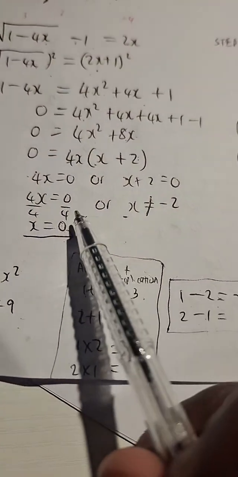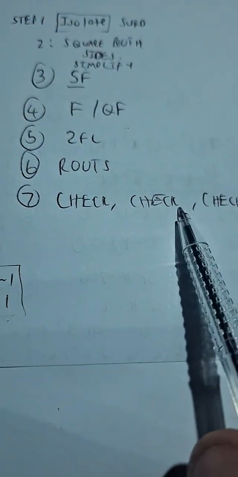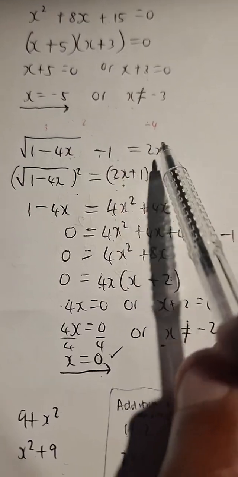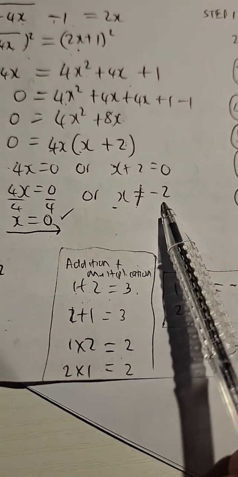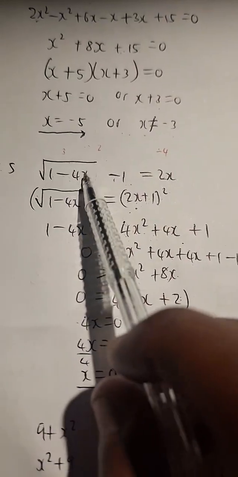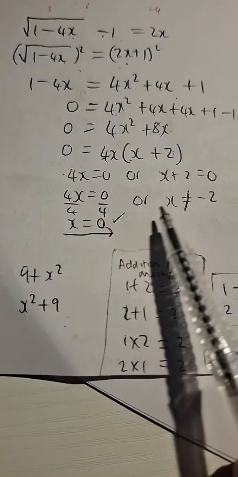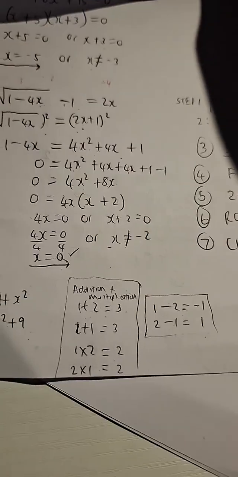And then after that, we do what? We get the roots. After getting the roots, we check to see when we substitute 0 into the original equation, does it actually give me the same answer on the left and the right? And when I substitute -2, do I get the same answer on the left and the right? And what I found here is that x equal to 0 works, but x equal to -2 doesn't work at all. So therefore we do not include it.